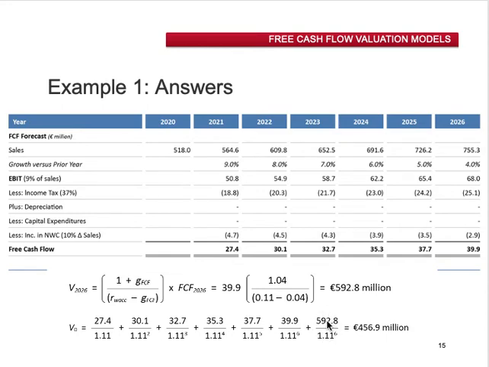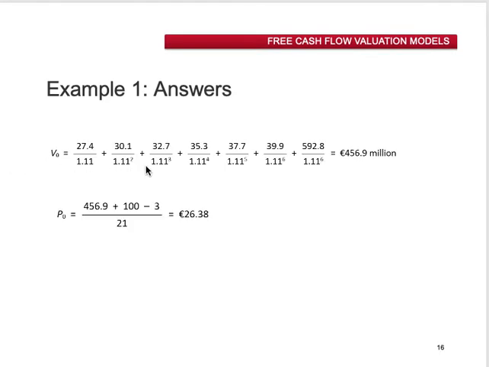So in sum, we have the present value of all the individual cash flows plus the present value of the terminal value gives us the enterprise value. So on this slide, I copied and pasted the equation from the previous slide, which gives us an enterprise value of 456.9 million.